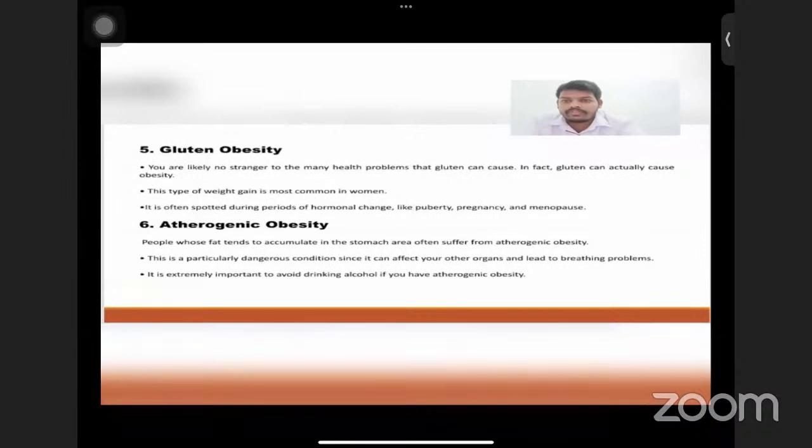Gluten obesity. You are likely no stranger to the many health effects that gluten can cause. In fact, gluten can actually cause obesity. This type of weight gain is most common in women. It is often spotted during periods of hormonal change like puberty, pregnancy, and menopause. Atherogenic obesity. People whose fat tends to accumulate in the stomach area often suffer from atherogenic obesity. This is a particularly dangerous condition since it can affect your other organs and lead to breathing problems. It is extremely important to avoid drinking alcohol if you have atherogenic obesity.